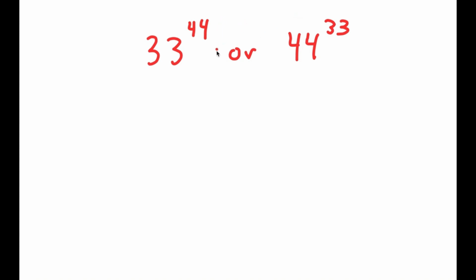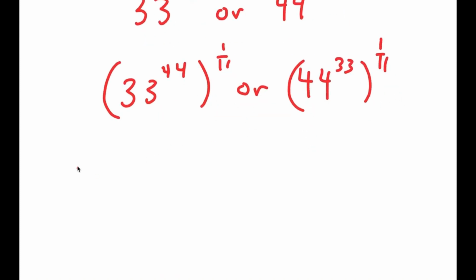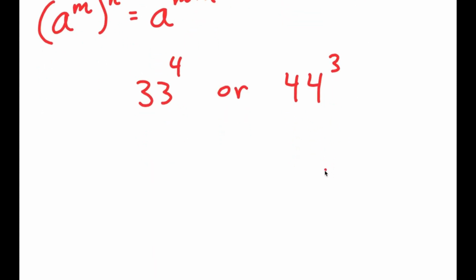Alright, so in this video, I'm going to be finding out which one is greater, 33 to the power of 44 or 44 to the power of 33. So we want to find out which one is the greater number. So what I'm first going to do is take the power of 1 over 11 on both sides. And the reason I'm doing this is so I can use the property a to the power of m to the power of n is equal to a to the power of m times n. So this turns into 33 to the power of 44 over 11, which is equal to 33 to the power of 4. And I also have 44 to the power of 33 over 11, which is equal to 44 to the power of 3.